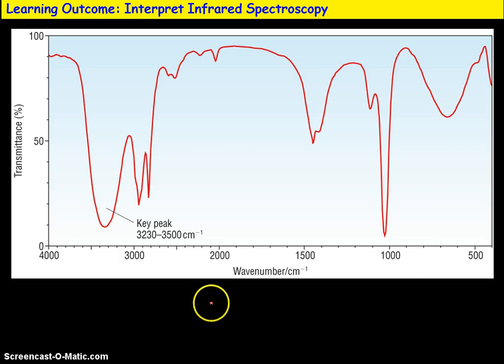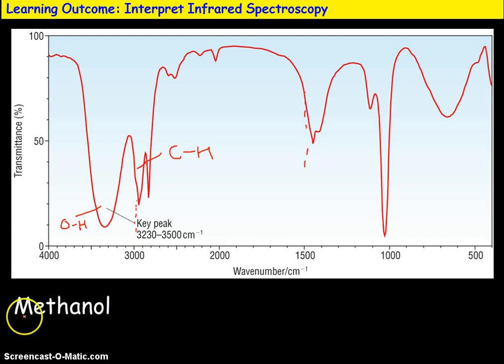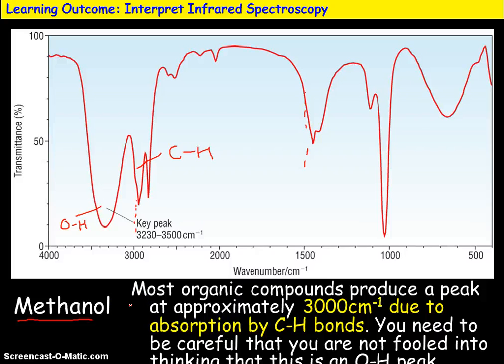So let's have a look at some examples. In this one, we can ignore below the fingerprint region. We can see here at about 3,000 we've got our CH bond vibration, and we have a key peak at 3,230 to 3,500, so that is going to be an OH. Now we don't have enough information to definitively say what the alkane part of this is yet, but we will move on to that. So this one could be, well, this one is methanol.